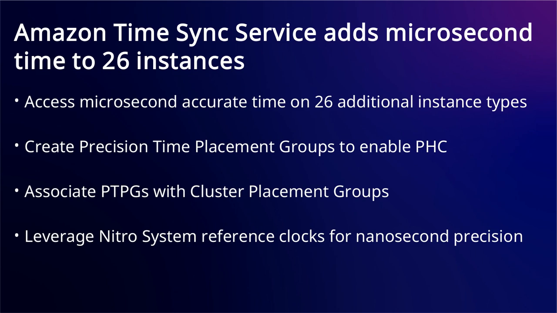You create precision time placement groups to launch instances with precision time protocol hardware clock enabled. You associate PTPGs with cluster placement groups when your workloads need both low network latency and precise time. You leverage Nitro system reference clocks for nanosecond precision timestamps, enabling you to order application events, measure one-way network latency, and increase transaction speeds in your distributed applications.